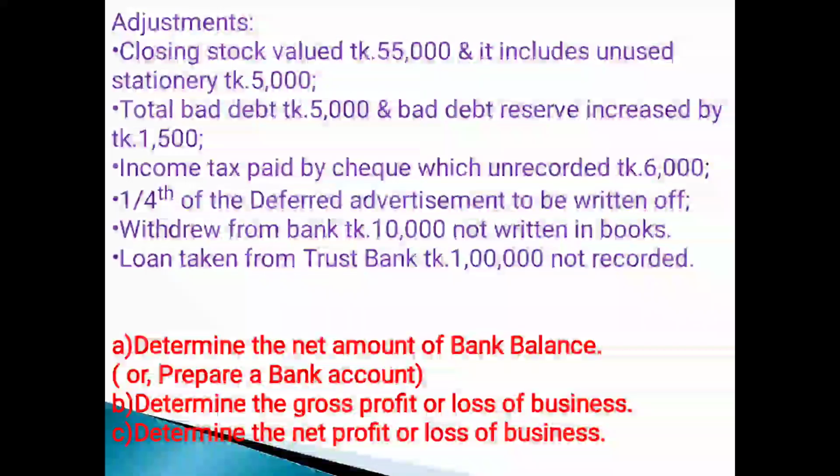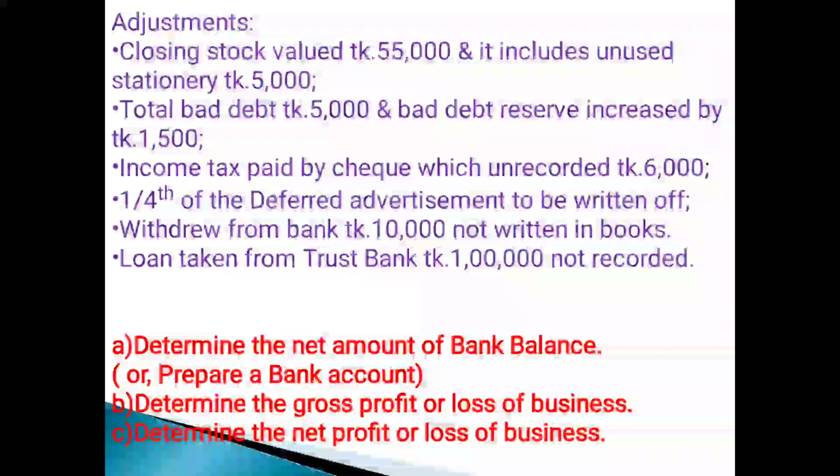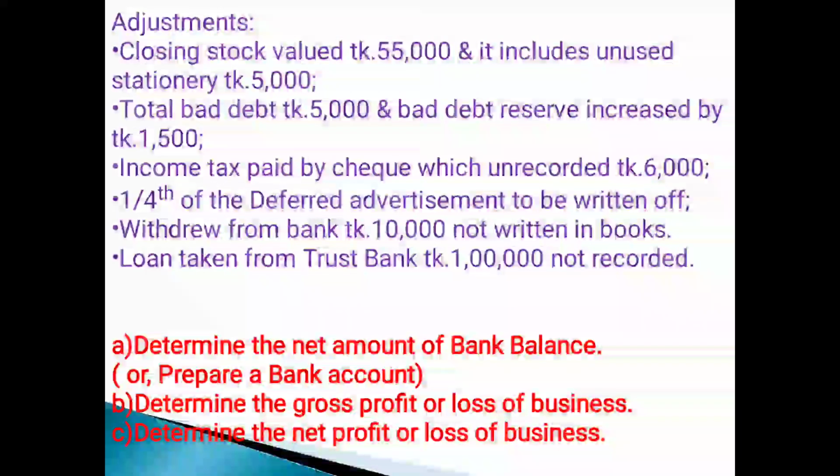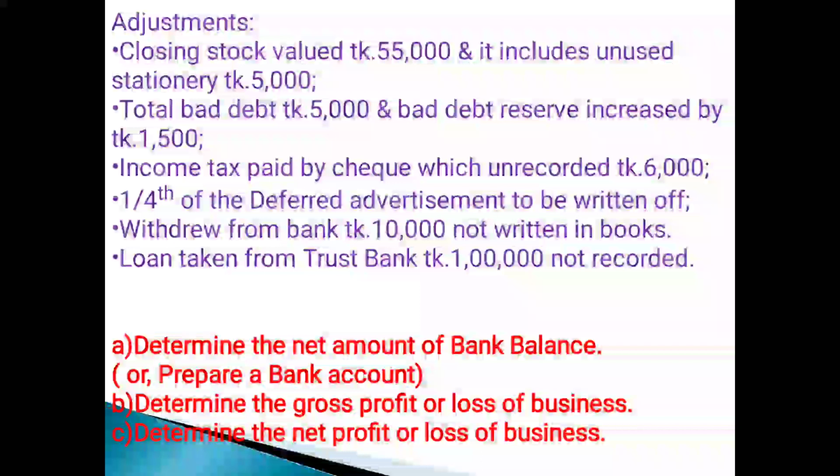Next one is income tax paid by check, which is unrecorded, Taka 6,000. Income tax is indicated as drawing, so it is unrecorded by check. So income tax is to be shown in owner's equity statement as a deduction item, and by check, that is bank decrease. So this amount is to be deducted from the amount of cash at bank or bank account in current assets.